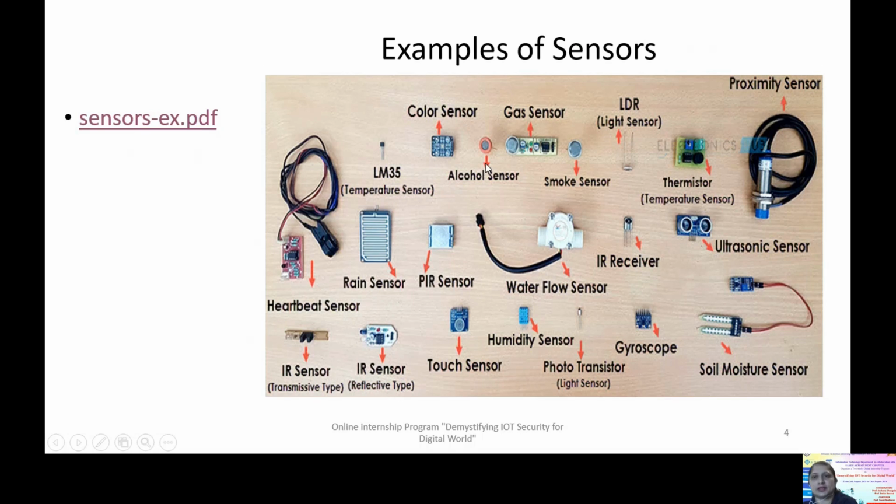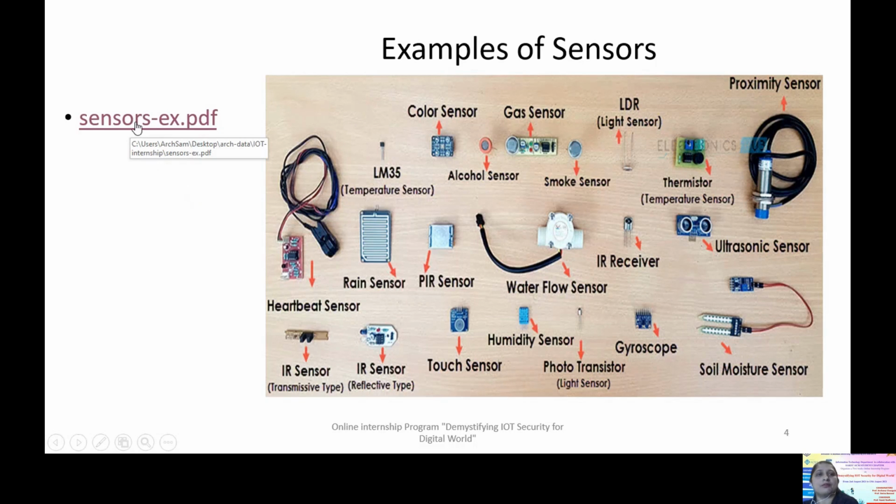In this figure we can see the very commonly used sensors I mentioned here. Depending upon what value it senses, which is present around that sensor in the environment, we have different examples of sensors. For example, LM35 is a temperature sensor. If it senses colors, it's a color sensor. If it senses gas, it's called a gas sensor. If it senses alcohol, it is called an alcohol sensor. If it senses smoke present in the environment, it is called a smoke sensor. So these are some common sensors which we can use to build IoT applications.